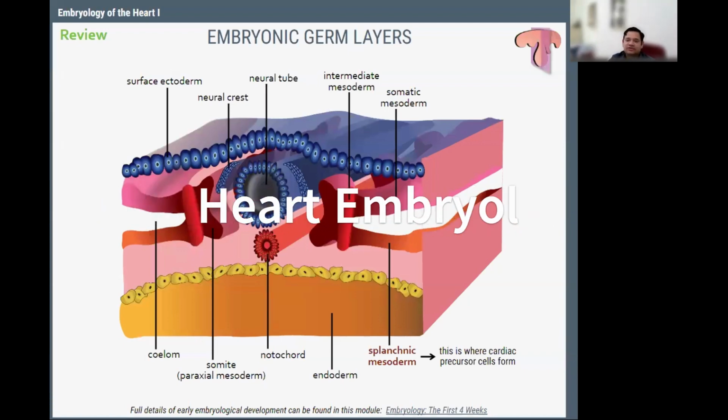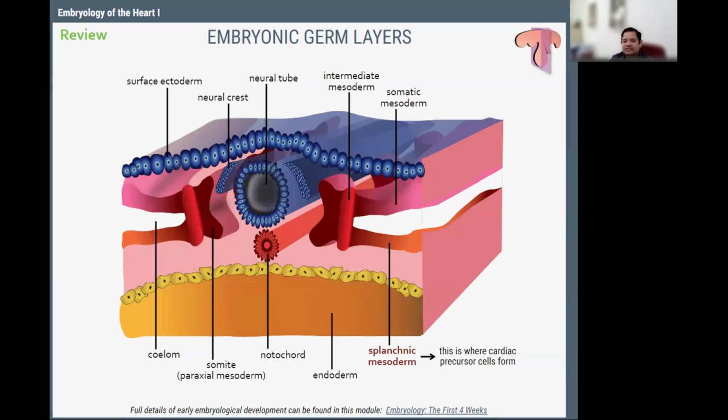Good morning, friends. Today we will talk about the embryology of heart. Heart कैसे बनता है उसके पीछे का क्या background है? We will talk about this.